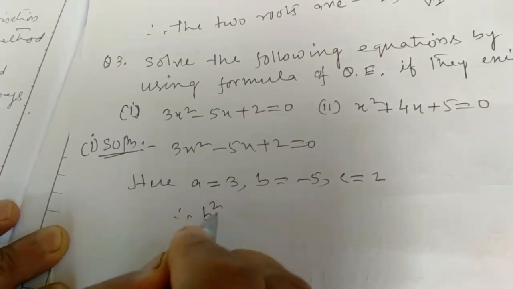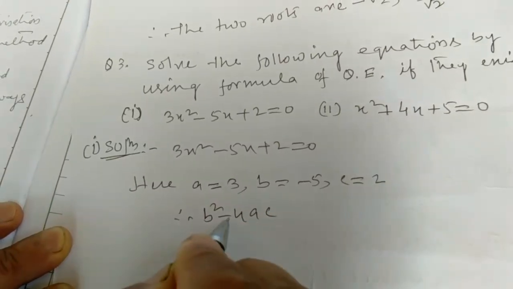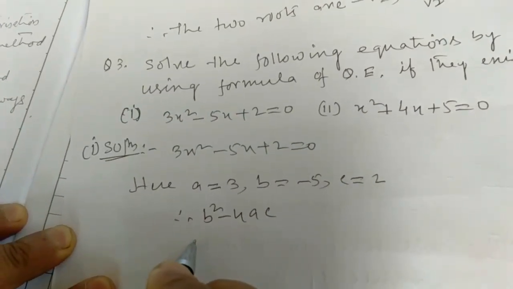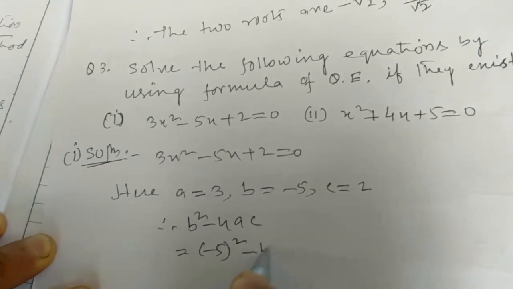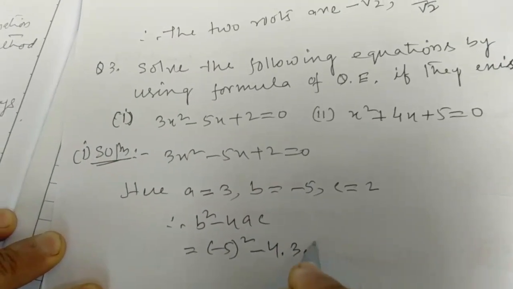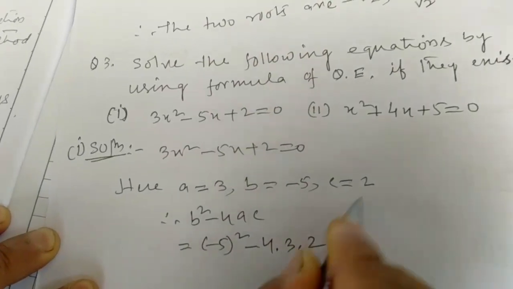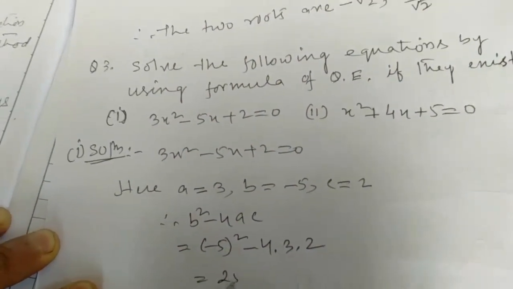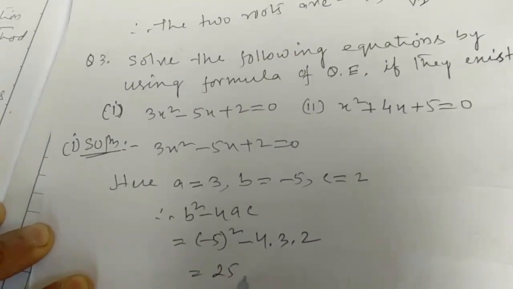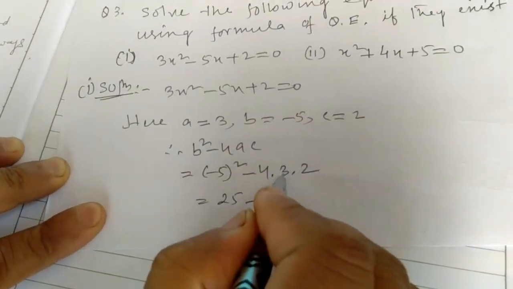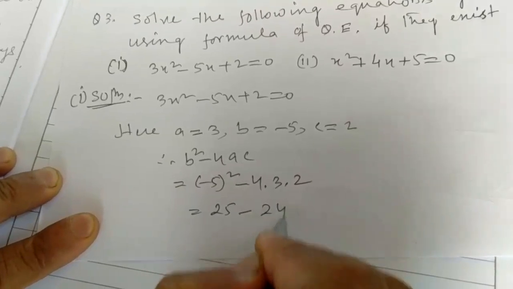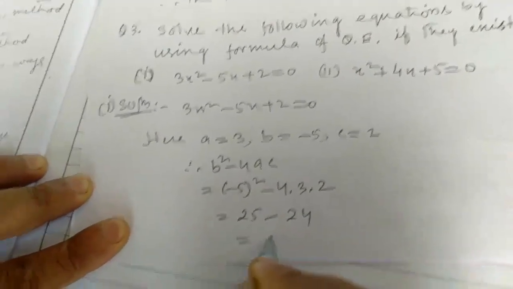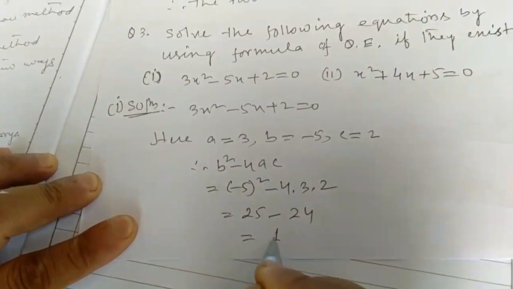Therefore b square minus 4ac is the discriminant. B is minus 5, squared; 4, a is 3, c is 2. 5 5s are 25, the power is even so it is plus; minus 4 3s are 12, 12 2s are 24. 25 minus 24 equal to 1, positive 1.